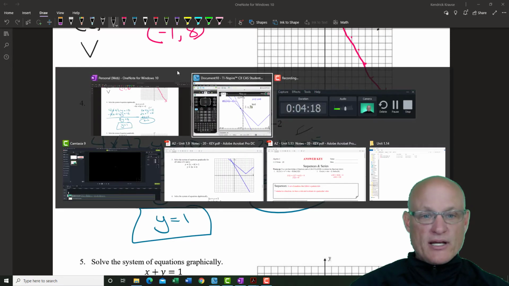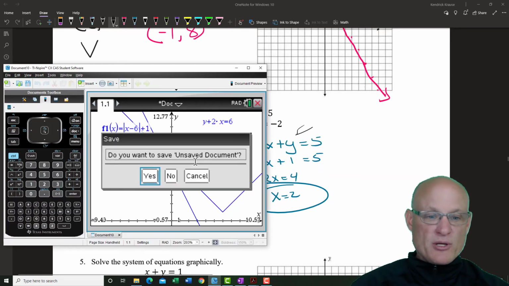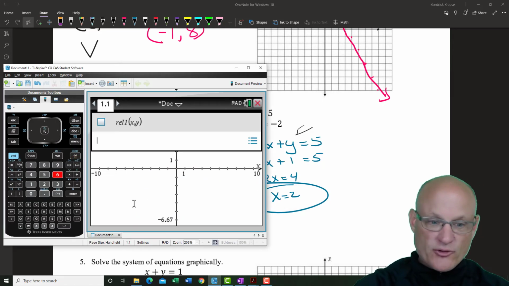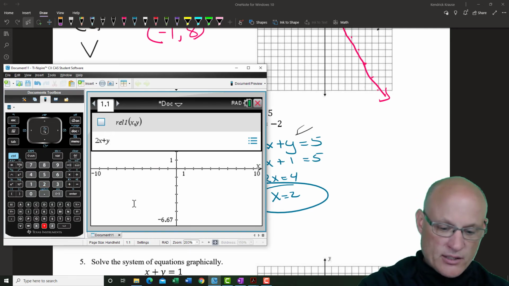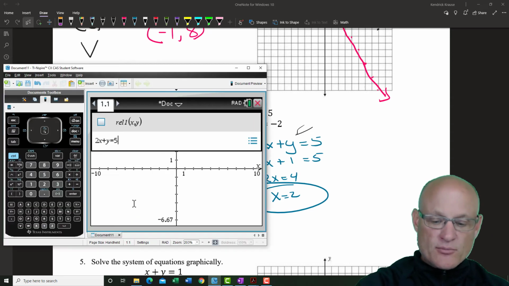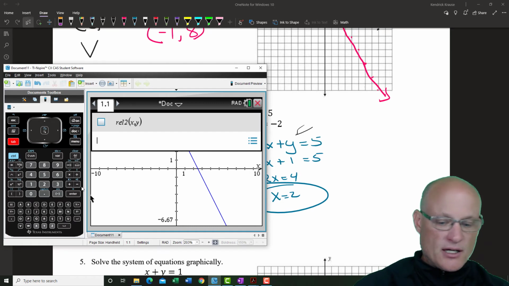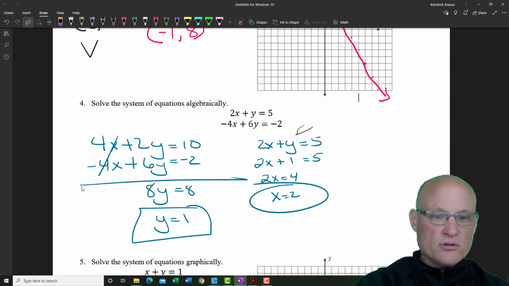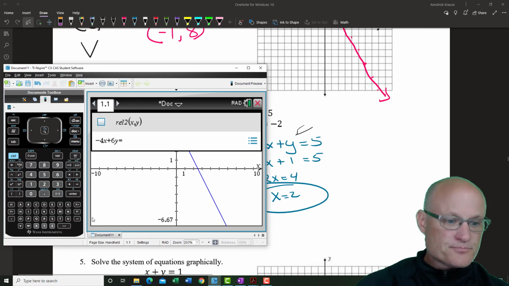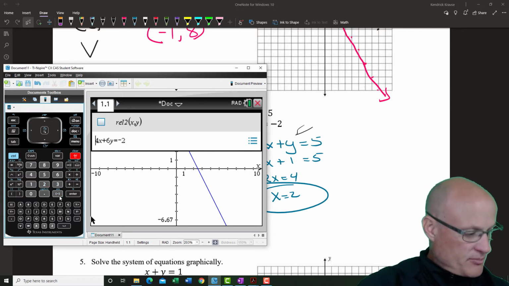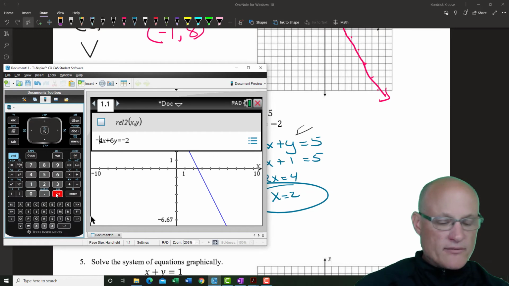You just put them both in as the relation. So I'll come over here to graph mode. By the way, you notice when you put them in as a relation, everything's blue. It's always blue. So I'm going to backspace, choose 2x plus y equals 5, I believe. Press enter. And then negative 4x plus 6y equals negative 2. Oops, I just made a mistake. You can see right now, this is not a negative, that's a minus button. So we'll put a negative in there and press enter.